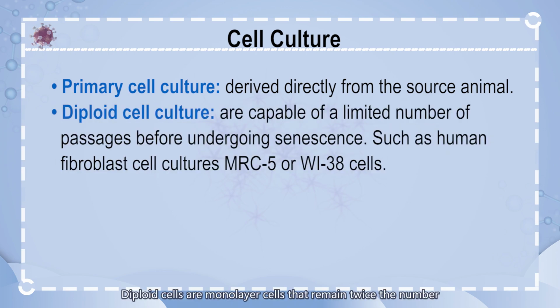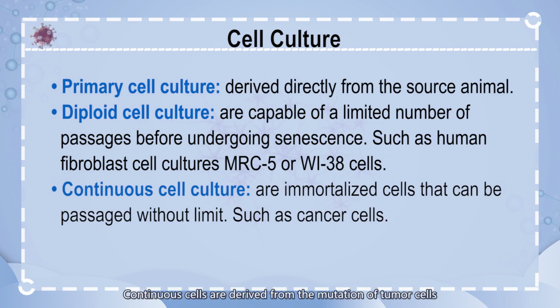Diploid cells are monolayer cells that retain twice the number of chromosomes after 50 to 100 passages in vitro. They are used for human virus isolation and vaccine production. Continuous cells are derived from the mutation of tumor cells or diploid cells and can be continuously passaged in vitro, such as HeLa cells. They are widely used in virus isolation. However, they cannot be used for vaccine production due to derivation from cancer cells.